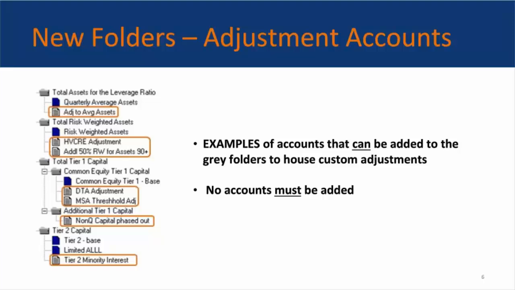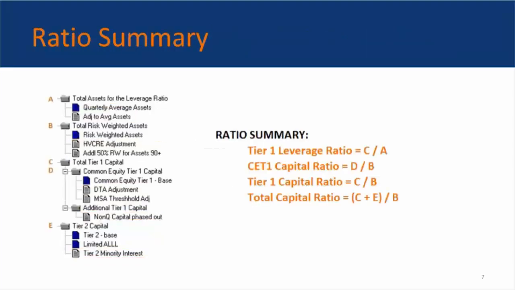But first, let's review how Compass uses these new gray folders in the off-balance sheet section of the chart of accounts to calculate the capital ratios. All Basel III capital ratios are based on totals in these gray folders. This chart shows which folders are used in each of the four ratios.